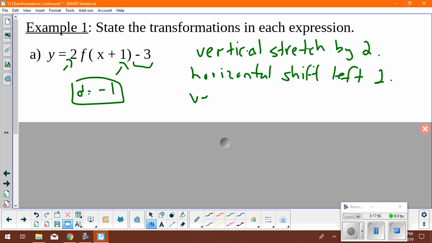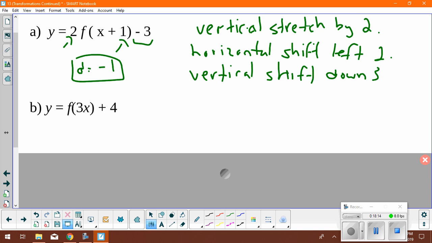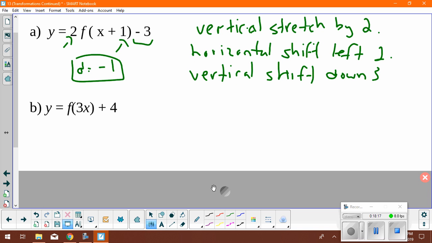So this means we vertical shift down 3. Okay, those are all the transformations that are there. Okay, here's the next one. y equals f of 3x plus 4.